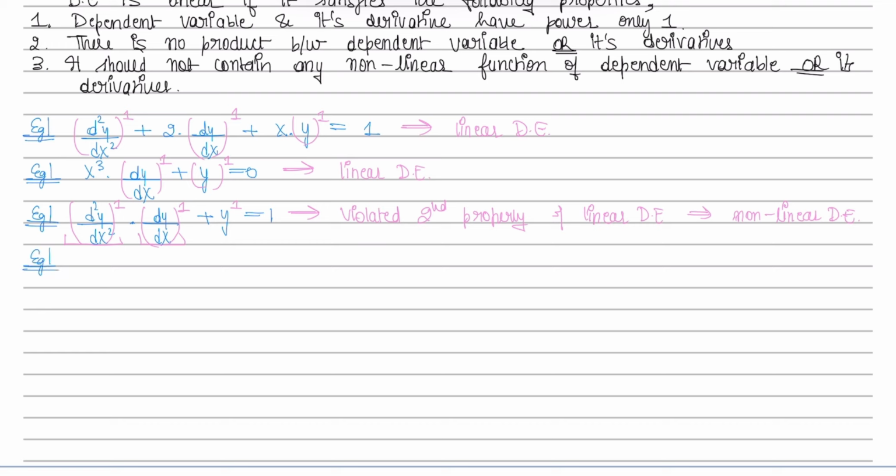Next example, let dy by dx is equals to sin y. Here we can see that sin y is my non-linear function and the dependent variable is coming under the non-linear function, so third property is violated, implies this is a non-linear differential equation. I hope you have an understanding now that when we can say a differential equation is linear or not. So let us do some questions.